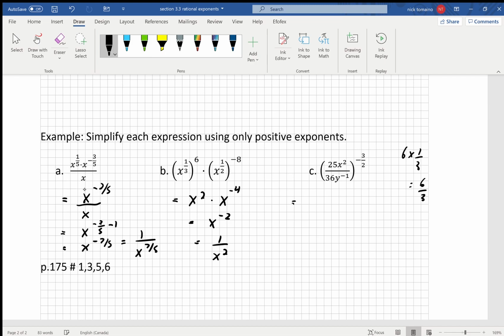All right, and the last example here. So this is a tough one because we have a negative fraction and a rational inside. So we're just going to apply this negative to each of the 4 things inside. So we have 25 to the negative 3 over 2, x to the, again, we multiply, so we're going to get 2 times negative 3 over 2, which is negative 6 over 2, which is negative 3, over 36 to the negative 3 over 2, and then y to the negative 1 times negative 3 over 2 is just 3 over 2.